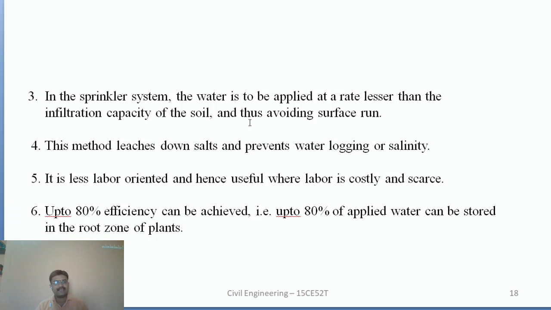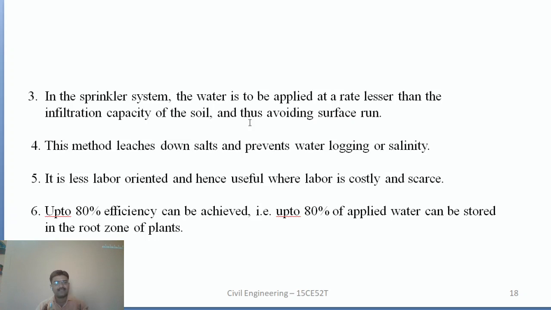Next, it is less labor oriented and hence useful where labor is costly and scarce. See, this system is completely technology based. The only thing we have to do is fix the system properly, and take care of the sub main lines. During the watering of the crops, we just have to check whether the revolving sprinkler heads are working or not. If they are not working, you have to replace them. That's it. There is no labor required for this one.